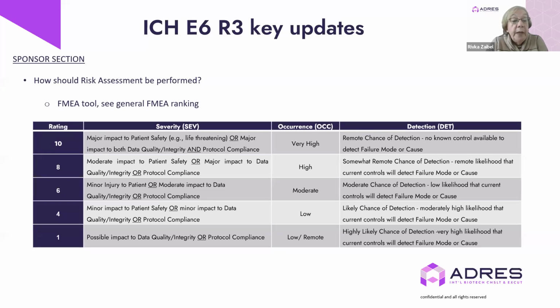The ranking may be like 10, which is a major impact to patient safety, e.g. life-threatening, or major impact to both data quality, integrity, and protocol compliance. The occurrence of that is very high. The detection: remote chance of detection, no known control available to detect failure mode or cause. And because of that, the ranking is high. And that means that that actually is a high risk to the study.